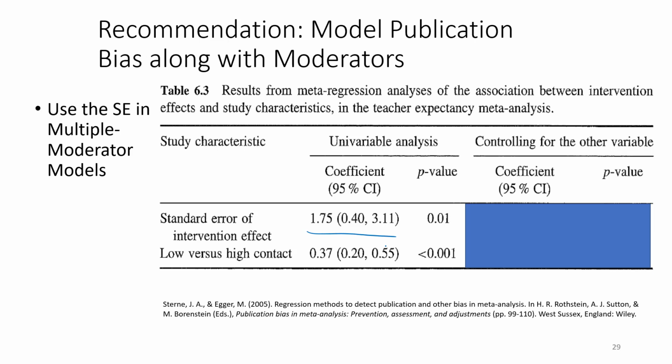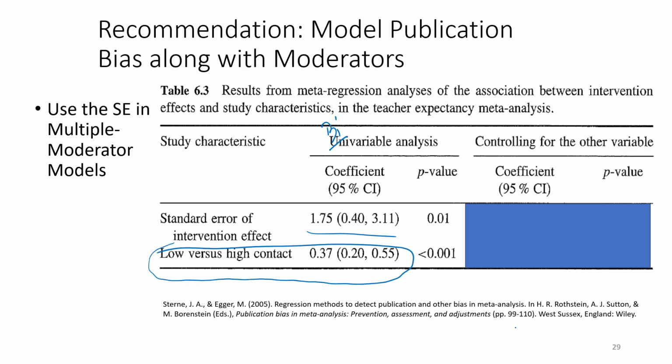If you know that basically large standard errors are small studies or small sample sizes, and small standard errors are large effect sizes, then you've got a linkage. This looks like publication bias. And this is what I would call a bivariate, not univariate, analysis, but that's me, because there's two variables in it. So these are not simultaneously in there. And they've got a true moderator here, low versus high contact.